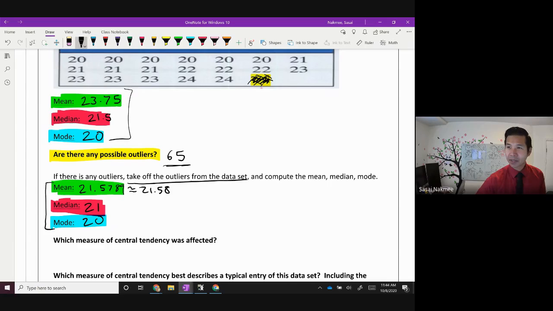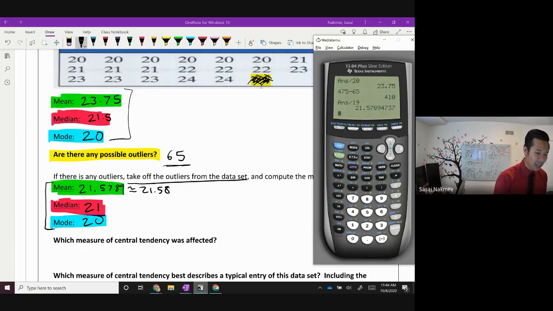What might have happened also is you might have missed one of the numbers when you were adding them. So that's why your number might be different from mine. So just be careful when you're adding the numbers together. So when you added those 19 numbers, you should have got 410, right? You should have got 410. Let me double check though.